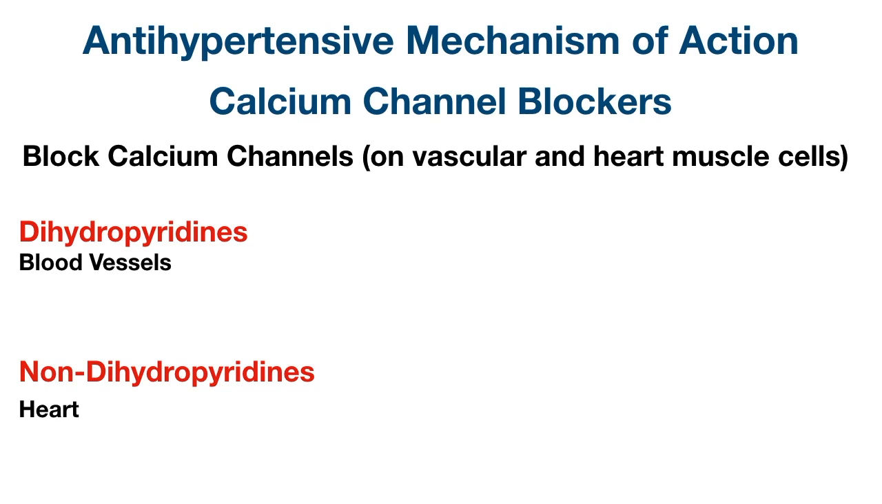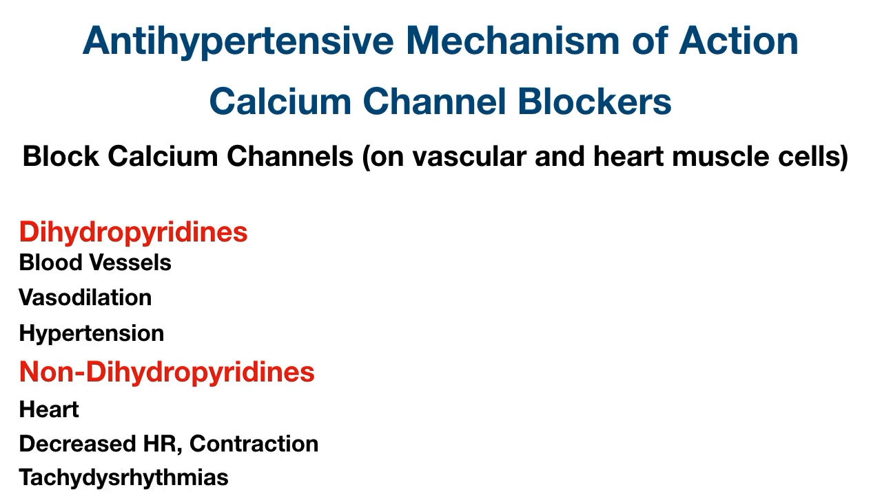Dihydropyridines predominantly act on blood vessels with less of an effect on the heart, while non-dihydropyridines act mainly on the heart with less of an effect on blood vessels. Dihydropyridines cause vasodilation by blocking calcium channels located on blood vessels, whereas non-dihydropyridines decrease heart rate and cardiac contraction by blocking calcium channels located in the heart.